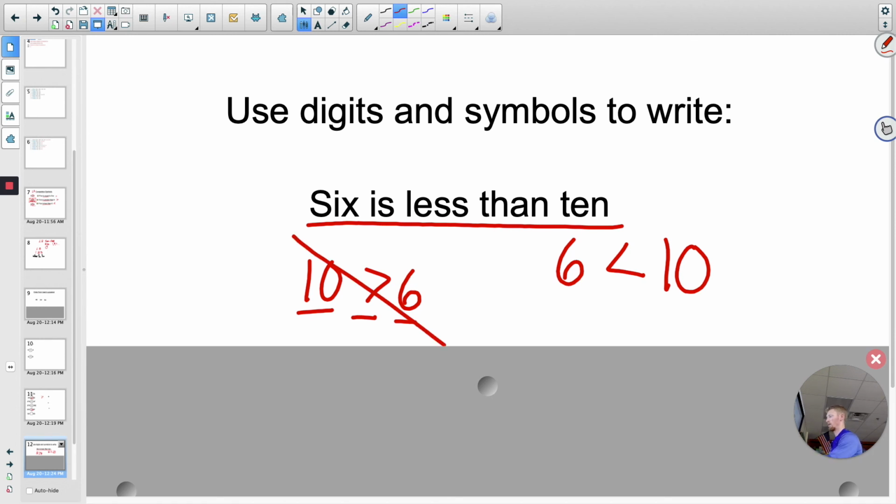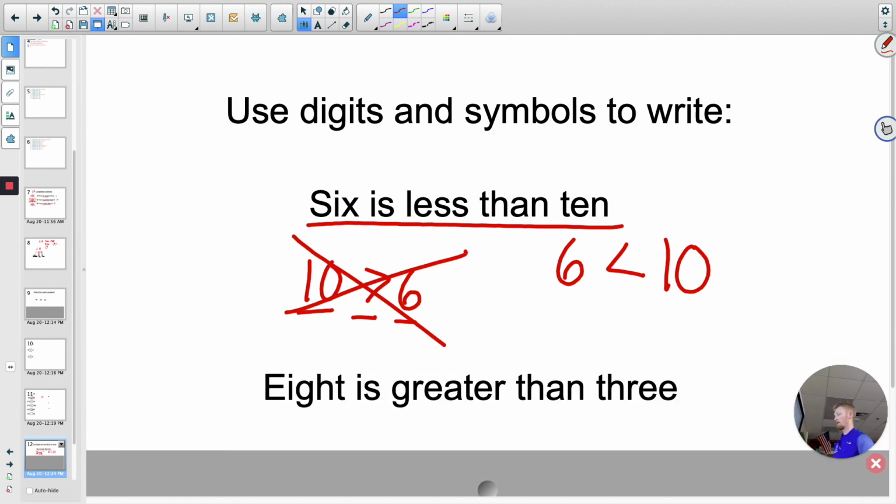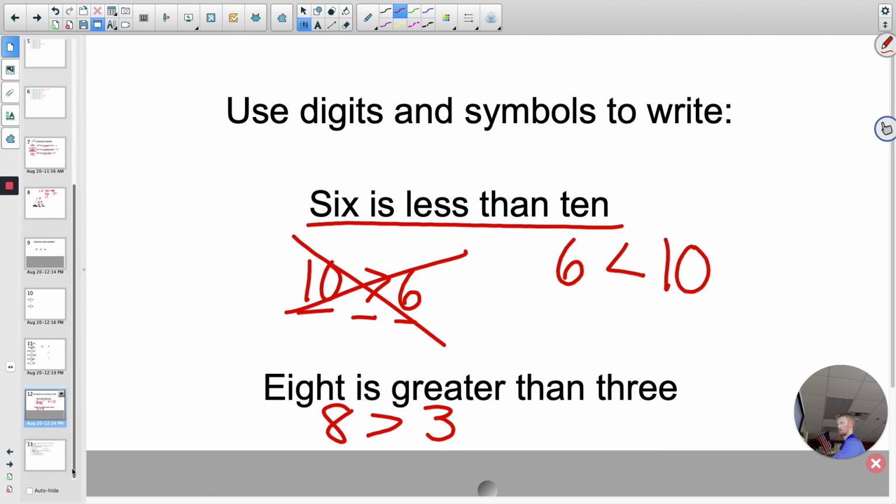So this one is not correct. But 8 is greater than 3. So the correct way, always left to right, is 8 is greater than 3. Okay, that's important. This is still true, but it's not what they asked you to write. They asked you to write 6 is less than 10.